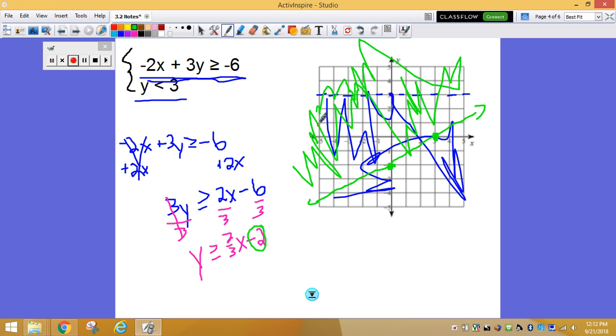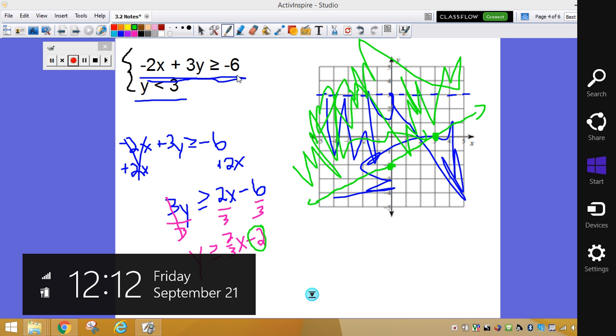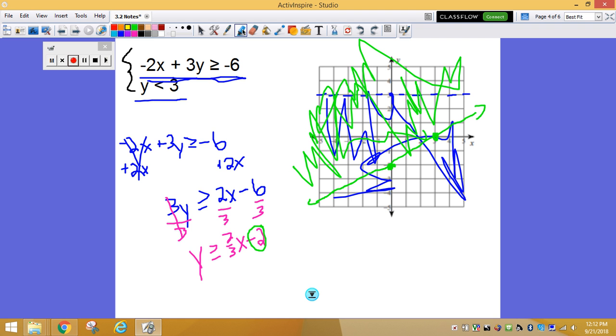All of this is answers. So, where did they overlap? Hopefully you see that the overlapped portion is right in here. So any ordered pair in this kind of brown area would be a solution.